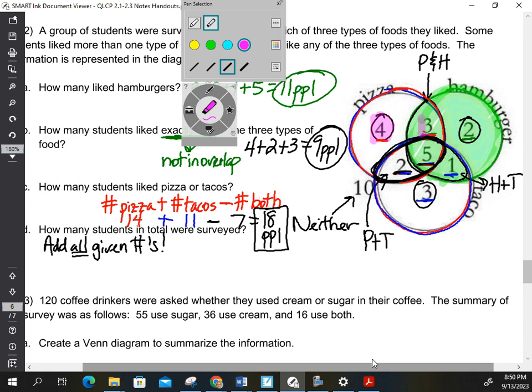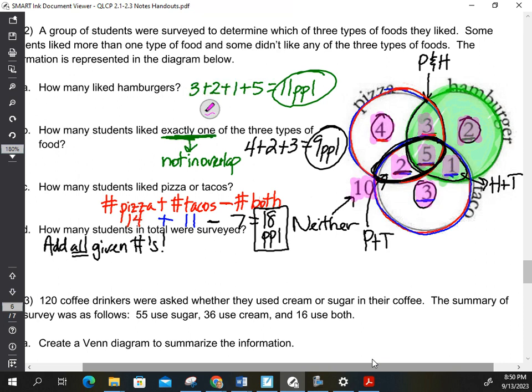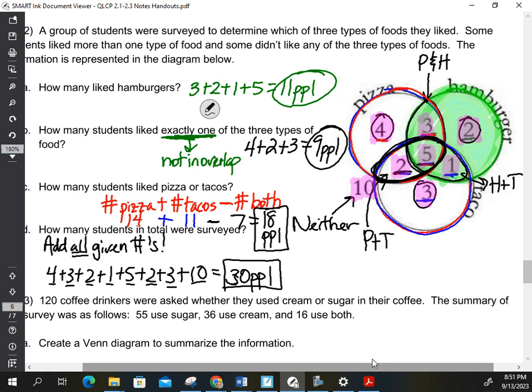So that's 4, 3, 2, 1, 5, 2, 3, and that 10 representing the neither category. So you got to add up all the given numbers. So 4 plus 3 plus 2 plus 1 plus 5 plus 2 plus 3 plus the 10 on the outside. So 4, 7, 9, 10, 15, 17, 20, 30. 30 total people. You've got 30 people.